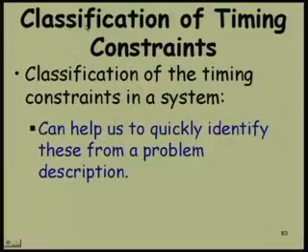Let us now try to classify the timing constraints. The idea behind this classification is that if we know the kinds of timing constraints that might arise, then when we look at a problem description, we can immediately recognize that this is a time constraint. We will take up some examples later on, give a problem description and ask you to identify the different types of timing constraints that exist in those problems, and then we will try to model them.